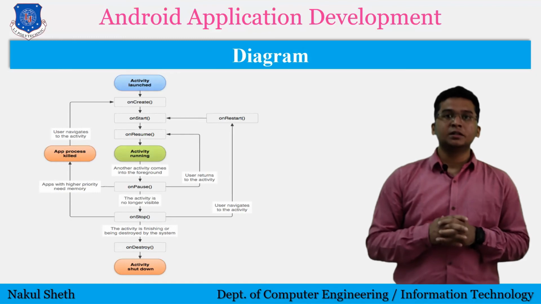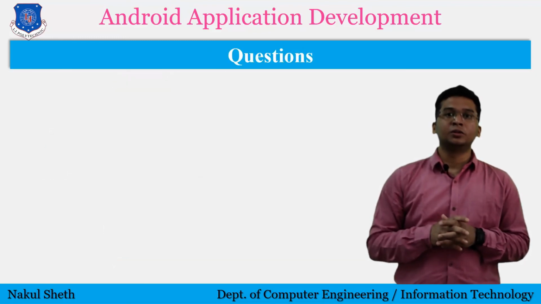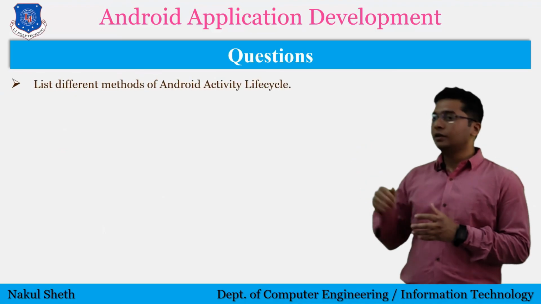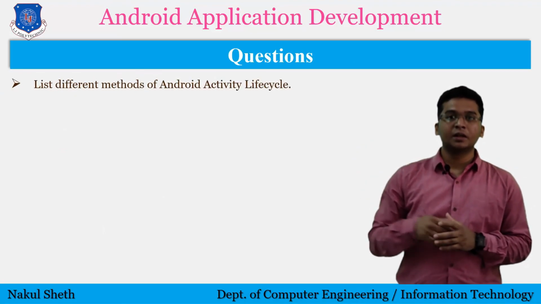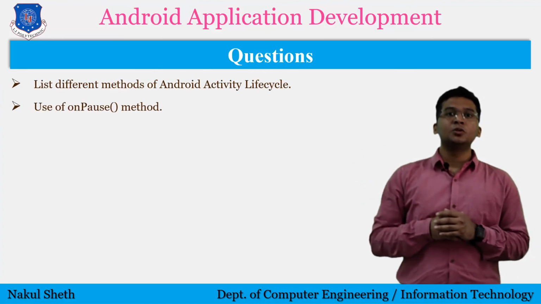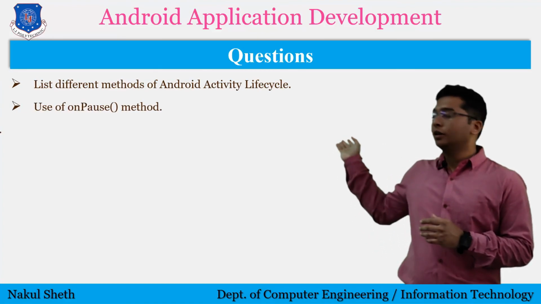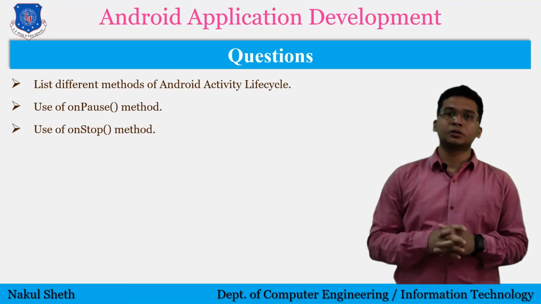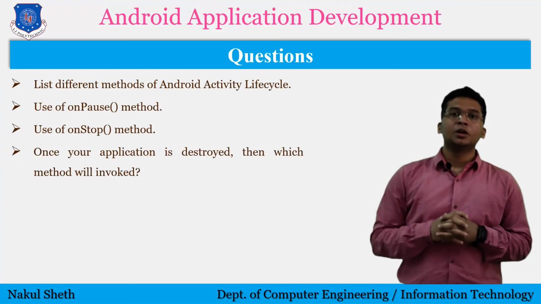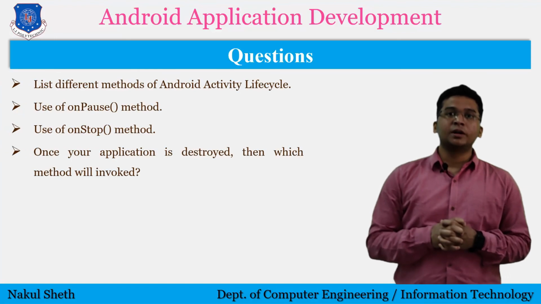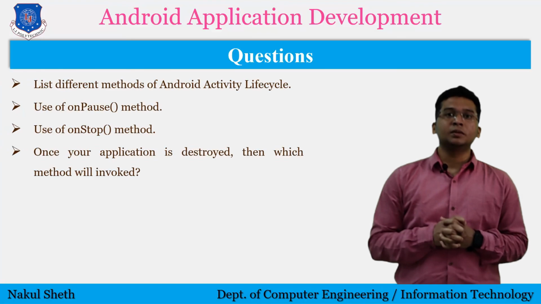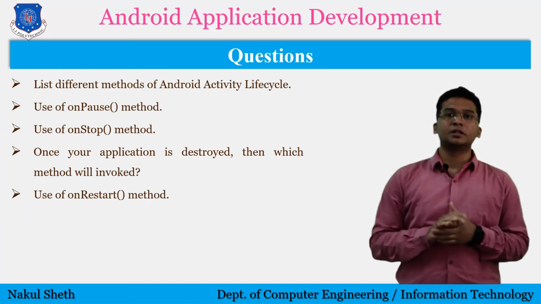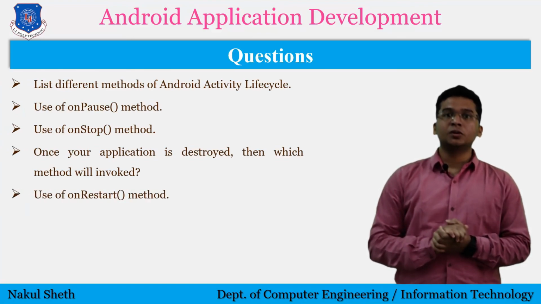Now let us discuss some important questions related to this tutorial. First question is, list the different methods of the Android activity lifecycle. Second question is, use of the onPause method. Third question, use of the onStop method. Fourth, once your application is destroyed, which method will be invoked by the system? And last, use of the onRestart method.